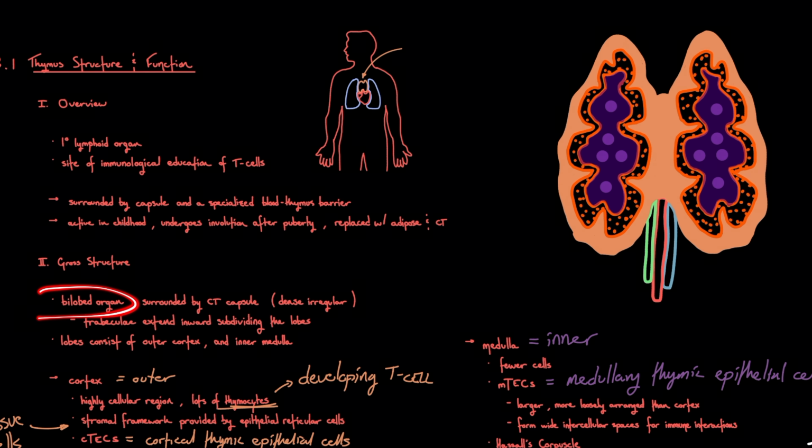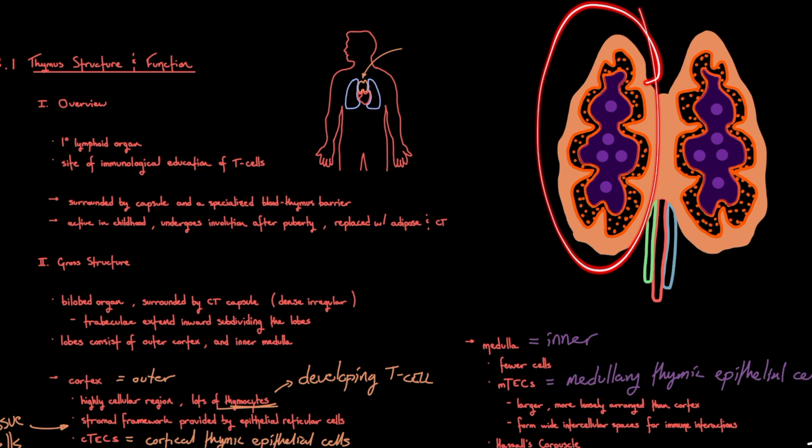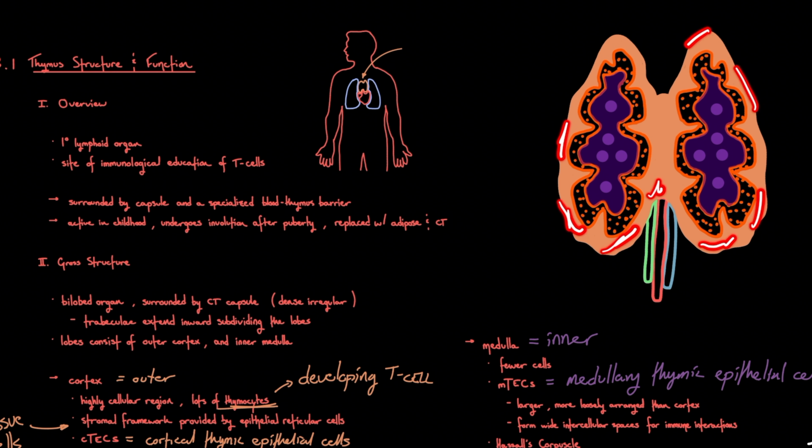The gross structure, by that I mean the zoomed out structure, is a big old dense bilobed organ surrounded by a connective tissue capsule. That's in this light orange here. Each lobe has an outer cortex and an inner medulla. The outer cortex is the dark orange here, and the inner medulla is the purple.